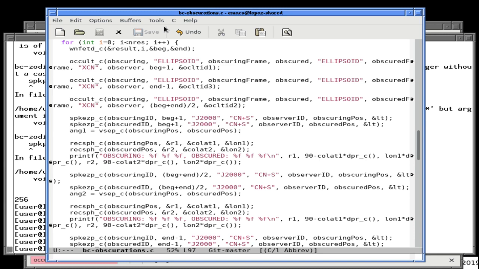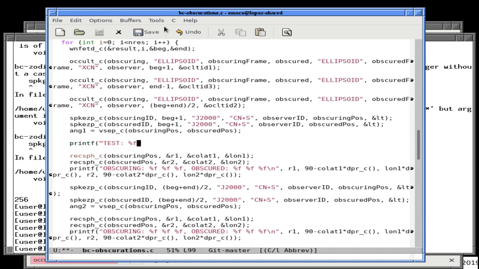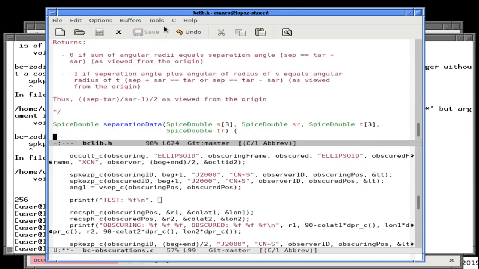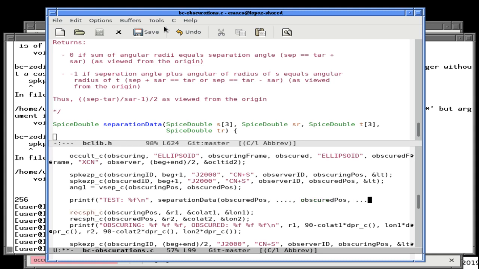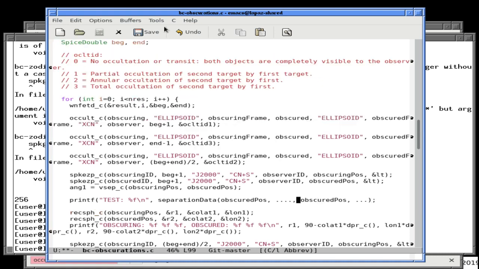Because these are the two vectors that do treat the center of the observing object as being the origin, which is all we're interested in for right now. So we could, in theory, send those in. The only thing we don't have right now is the XCR, which I'm almost sure we can get. So let's do this. And I can never remember separation data, which is actually now a little bit arrogant, because it only returns one thing. So obscured position, obscure ring pause. Nope. We need something here. Obscured pause, and then something here. Okay. And so we have these, of course.